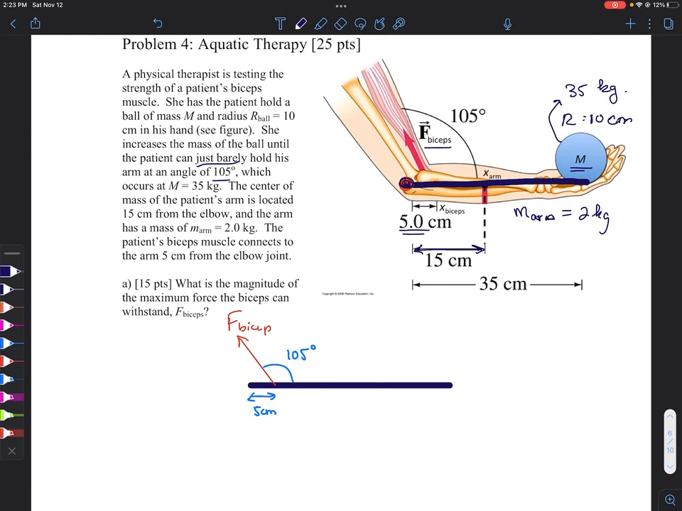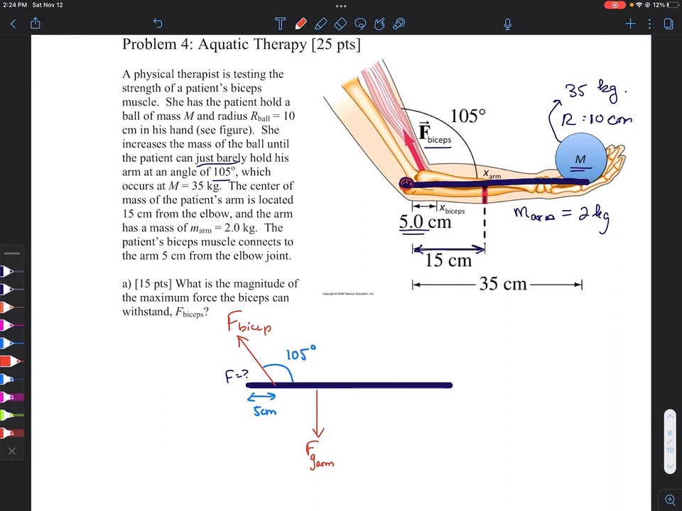The joint here is also exerting some force, but we don't know what it is. I'm just going to put F question mark there. Then 15 centimeters from the joint, we have the center of mass, or the mass of the arm. Let's draw that in. So that's going straight down. So this is F_g arm.